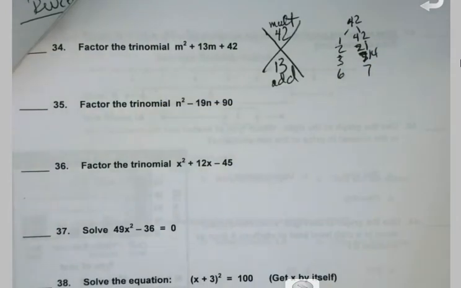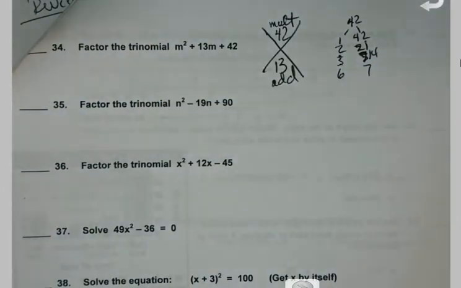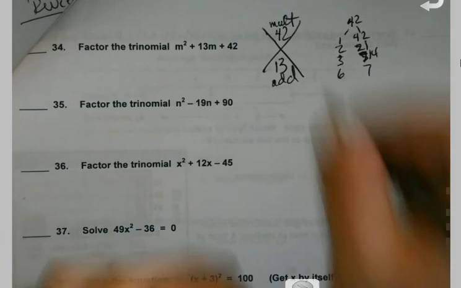That's better. So those are the 4 sets of numbers that will multiply to 42. Which one of those two, if I add them up, is going to get me to 13? 7 and 6. 7 and 6.